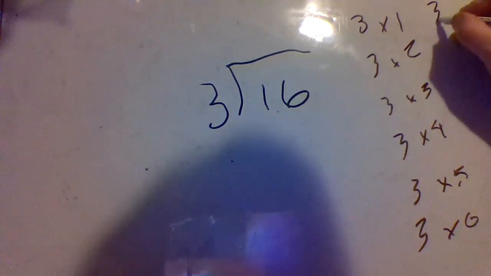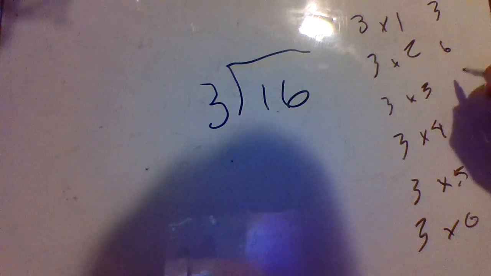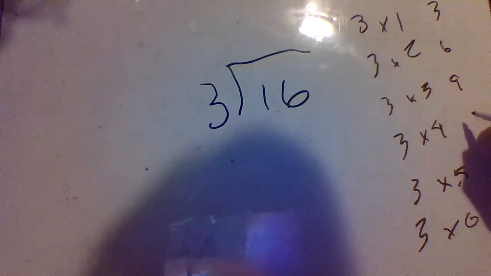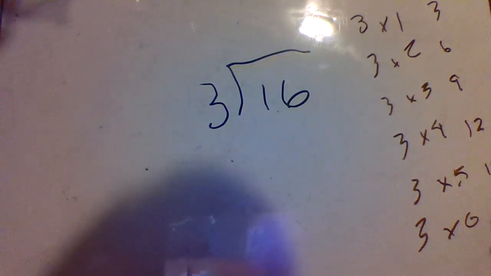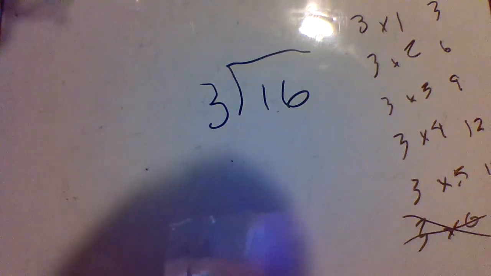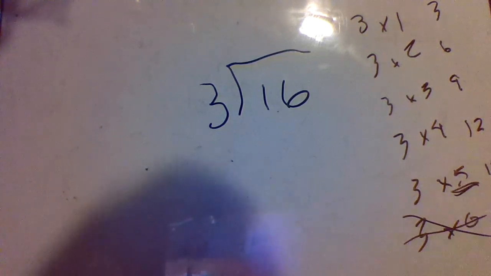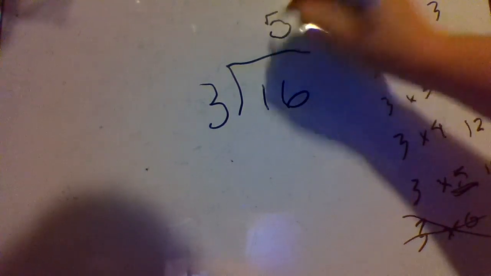So 3 times 1 is 3, 3 times 2 is 6, 3 times 3 is 9, 3 times 4 is 12, 3 times 5 is 15, and 3 times 6 is 18. Now, 18 is bigger than 16. So that means we can't have that. So that means this whole 3 times 6 is out. So we're going to have to go 1 less to 5. 3 times 5 is 15. So that means that 5 is going to go on top here. But we're not quite finished.